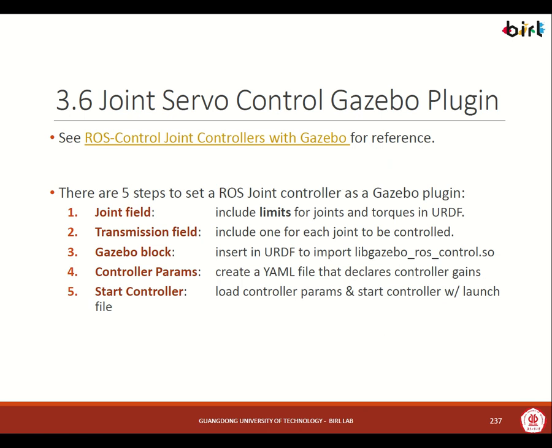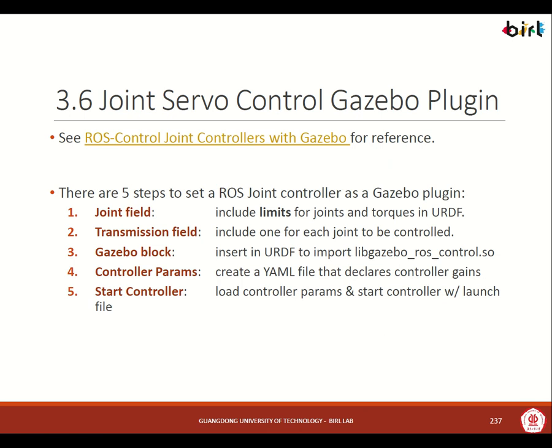Then we need a Gazebo block. And in this Gazebo block we tell what plugin we're going to use. For now, we're going to use the plugin called libgazebo ROS control. This is the plugin that we use for PID control of a joint. For your homework, you're going to use a different plugin to control a mobile robot with 2 wheels. It's called a differential drive plugin.